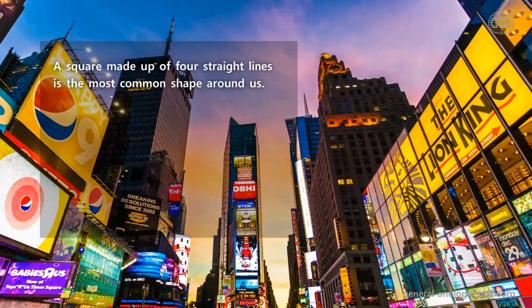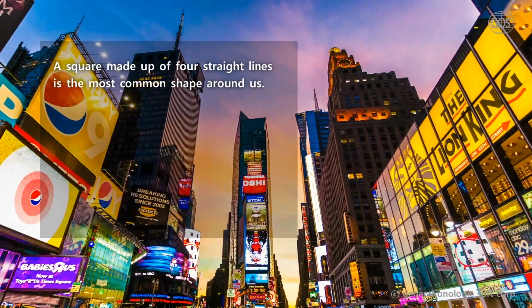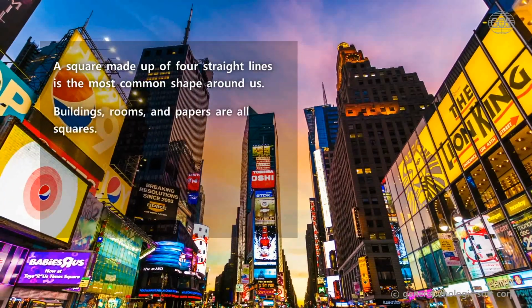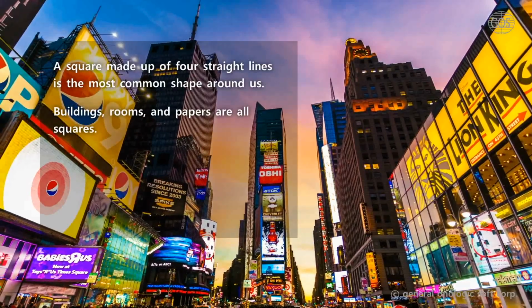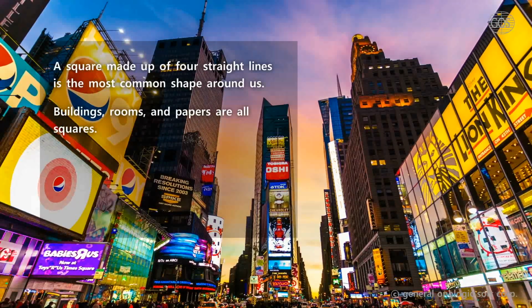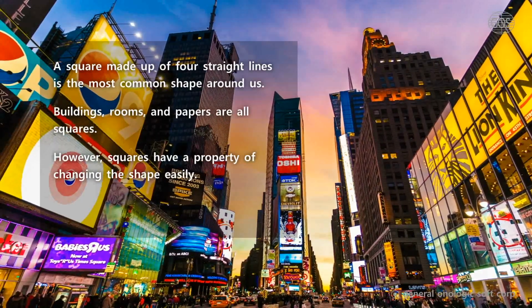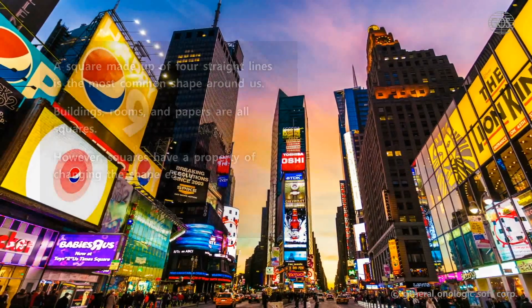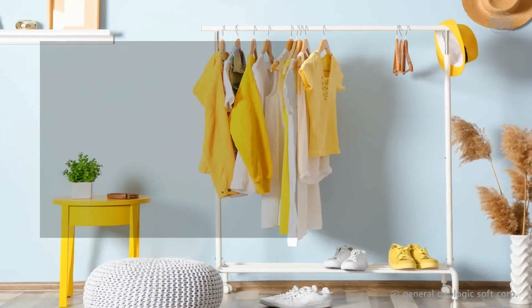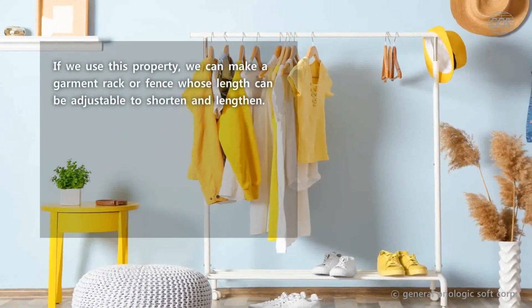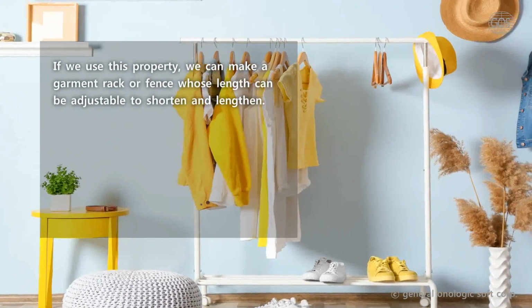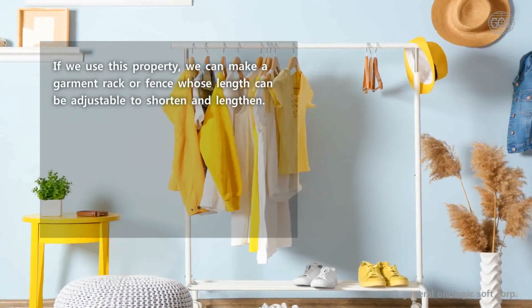A square made up of 4 straight lines is the most common shape around us. Buildings, rooms, and papers are all squares. However, squares have a property of changing the shape easily. If we use this property, we can make a garment rack or fence whose length can be adjusted to shorten and lengthen.